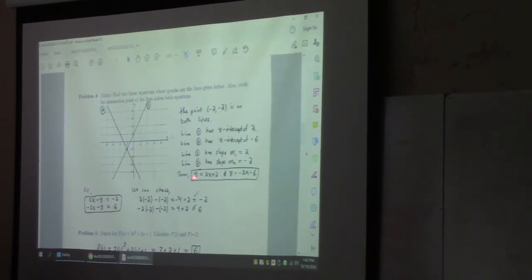And so y equals mx plus b, slope y-intercept. So I get y equals 2x plus 2, and y equals minus 2x minus 6. Those are my two linear equations. Of course, you could rewrite them in this format, which would even be better.